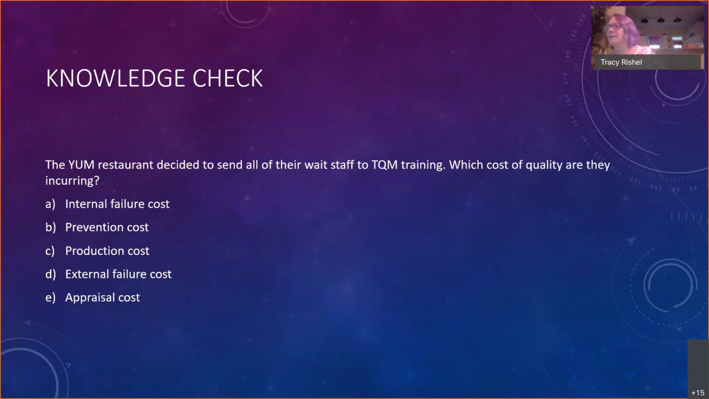All right, let's take a look. Prevention cost is not the cost of quality of TQM training. Prevention costs have to do with training, education, process, and product design. Okay, so we are preventing a defect or a quality problem from ever occurring before it does, before we produce a product or provide the service. So again, prevention cost includes training, education, process, and product design. Okay, let's see what comes next.